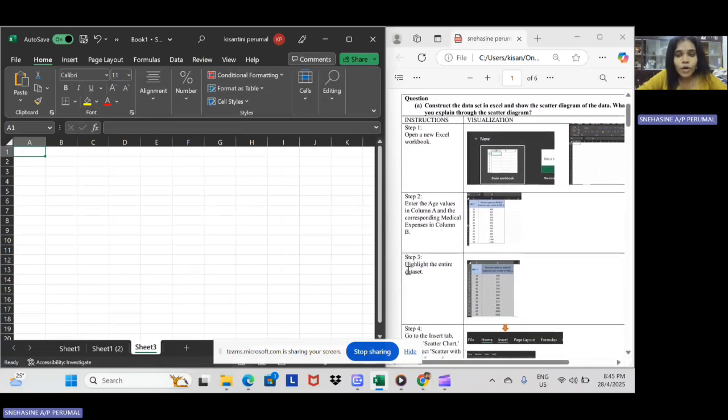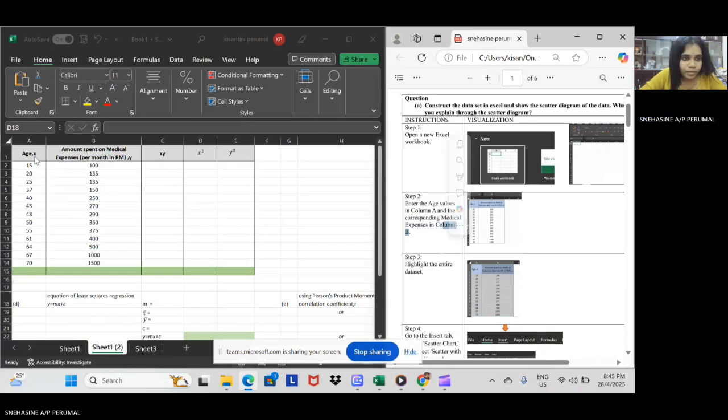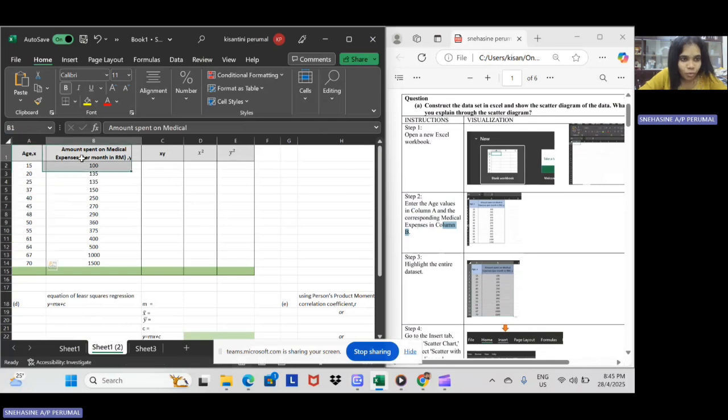Okay, the first step is open a new Excel workbook. Step 2 is enter age in column A and the corresponding medical expenses in column B. The X in column A and then the Y in column B.